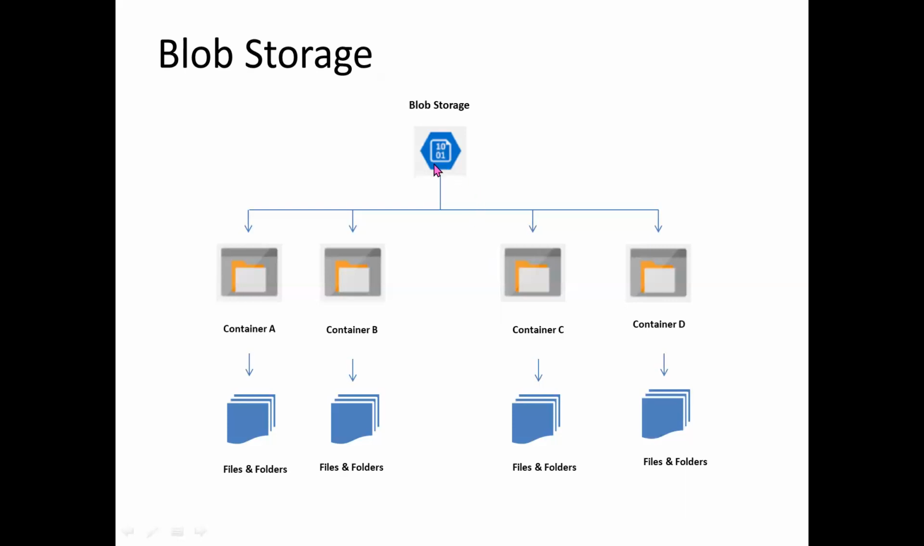So you have a blob storage which contains containers, like in this case containers A, B, C, D, depending on the need, and you can create more or fewer containers. Each container will have its respective files and folders. For example, container A is for my finance use case. Container B, within finance, is maybe for anti-money laundering. Container C is for my marketing analysis. Container D is for my real estate analysis.